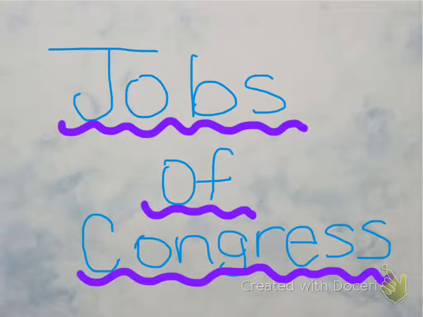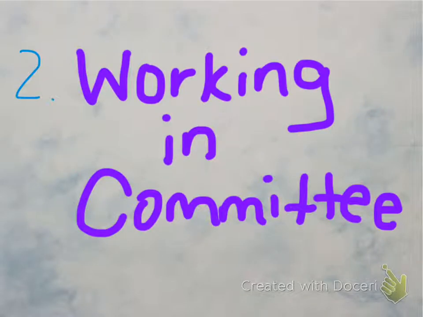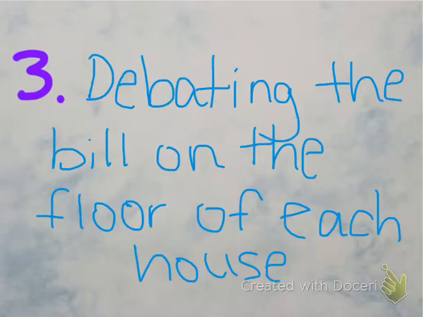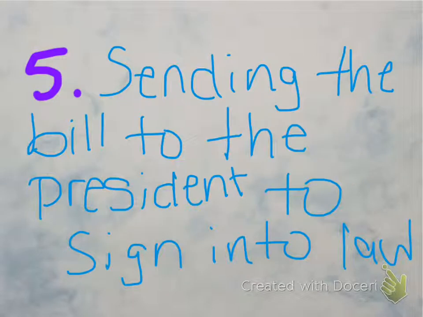Jobs of Congress. Number 1 is to introduce a bill by a senator or a representative. The second job is working in a committee. Number 3 is debating the bill on the floor of each house. Number 4 is voting on the bill in the House. Number 5 is sending the bill to the president to sign into law.